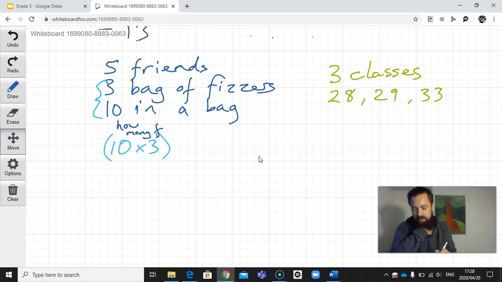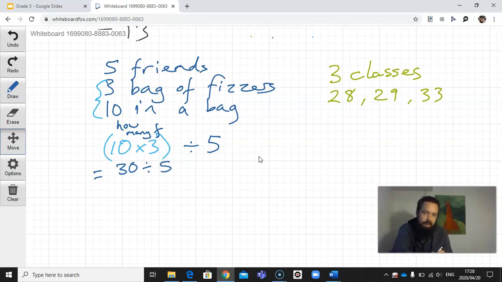So this is working out how many fizzes, how many F. And then we need to share them out, and sharing is another word for division. So there we go, we're dividing them amongst the 5 friends. So we've got 10 times 3 is 30, divided by 5. Another way of asking that is how many times does 5 fit into 30? 5, 10, 15, 20, 25, 30. So that's 6. So 30 divided by 5 is 6.